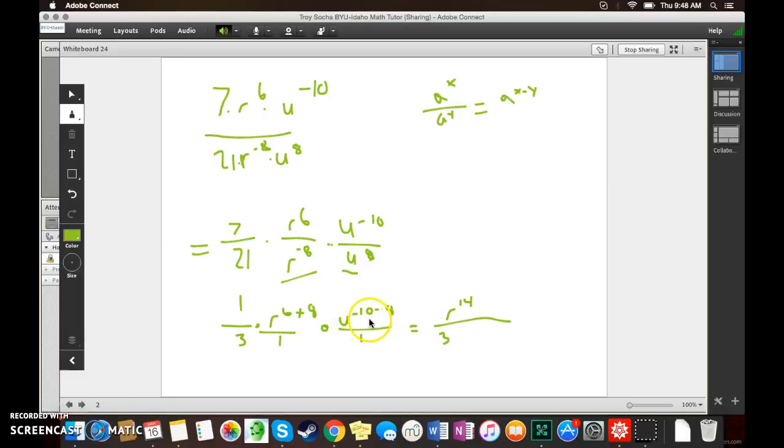And then this right here, this u is going to end up being u to the negative 18. Which means that it becomes 1 over u to the 18. Which means u to the 18 goes on bottom. So that is our answer. r to the 14 over 3u to the 18.